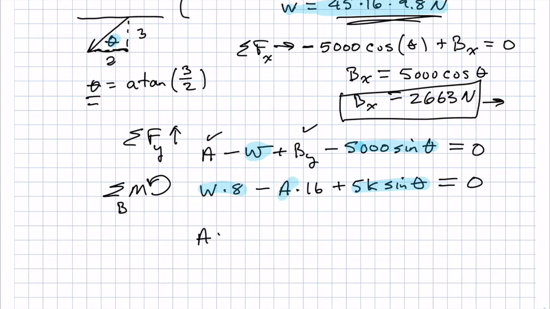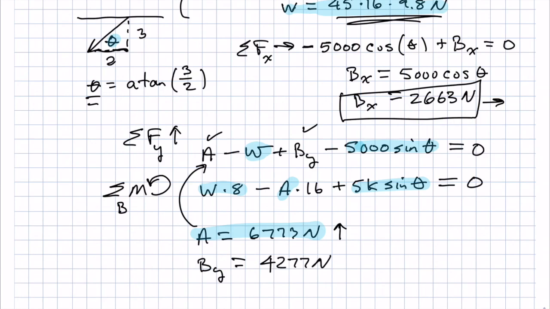When we solve for A, I get A equal to 6,773 newtons acting up. Then from there you can plug A back in up here and solve for By. So By in this case is 4,277 newtons acting up. So that's it for this problem.